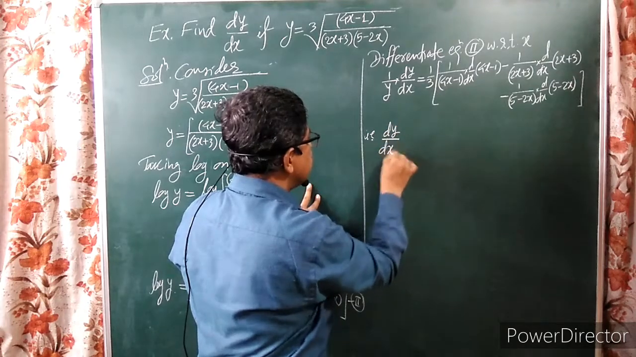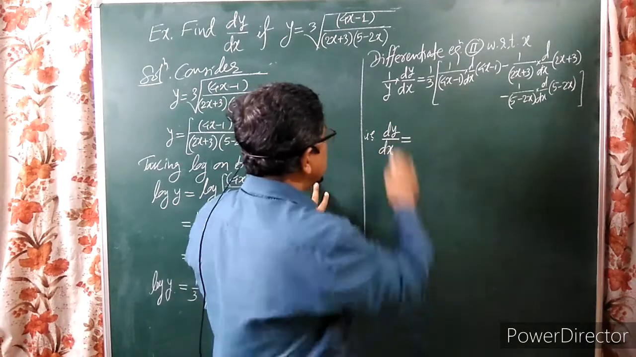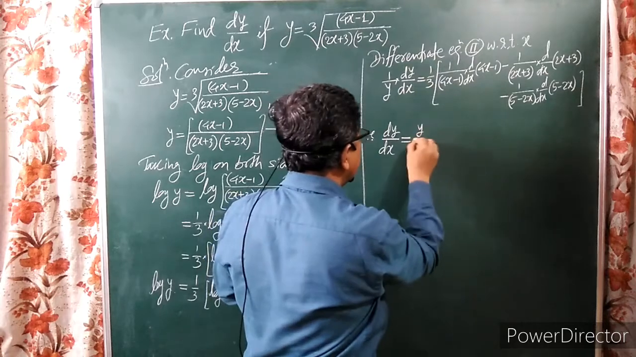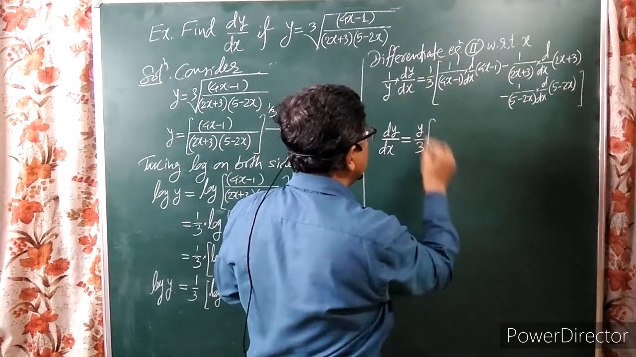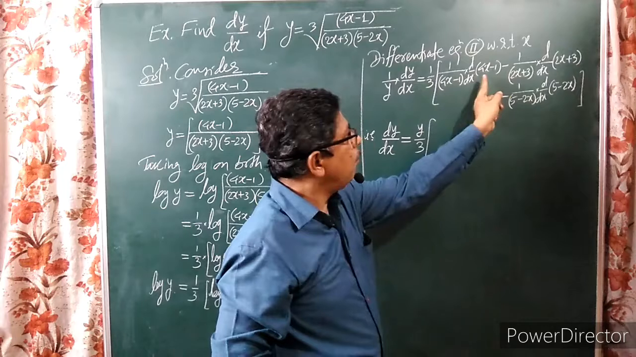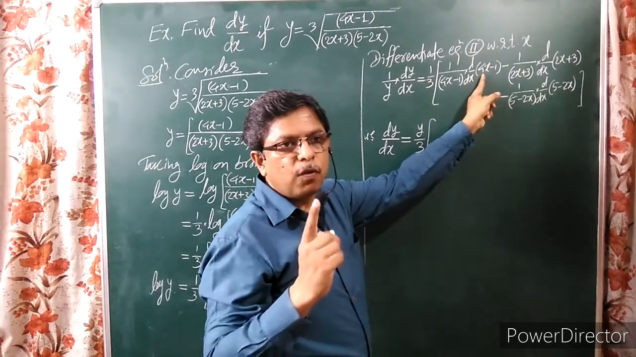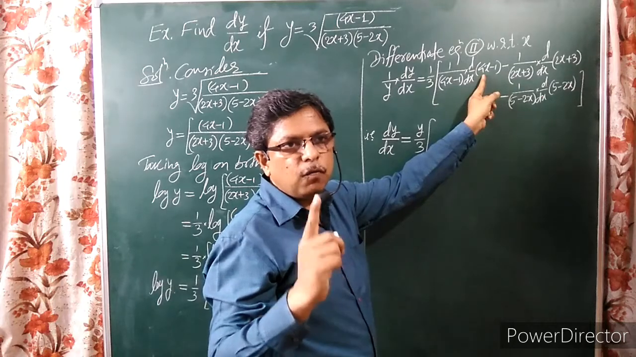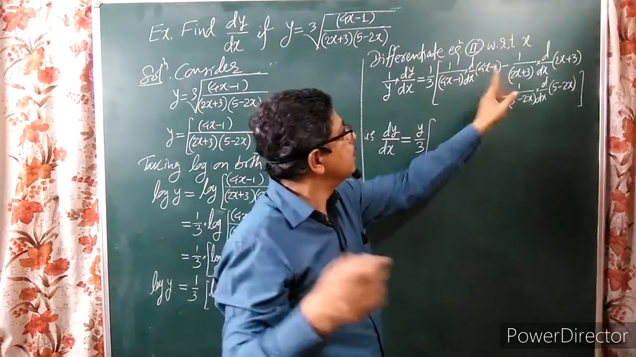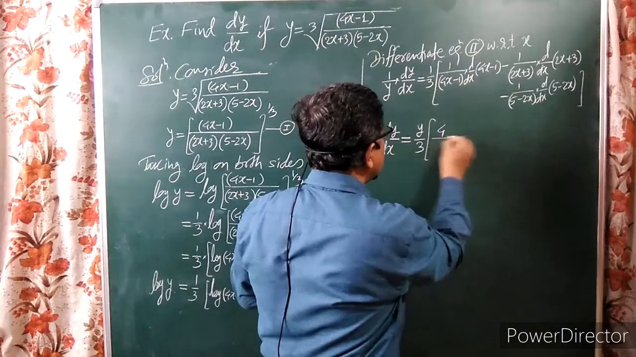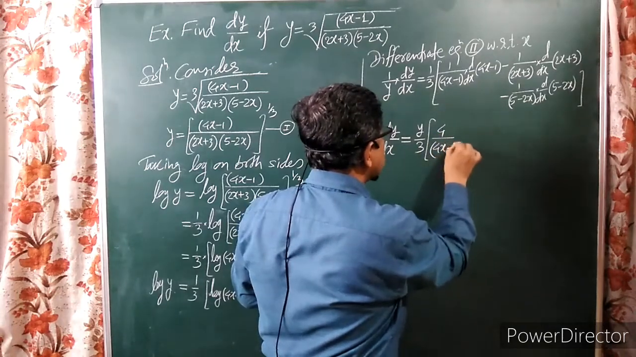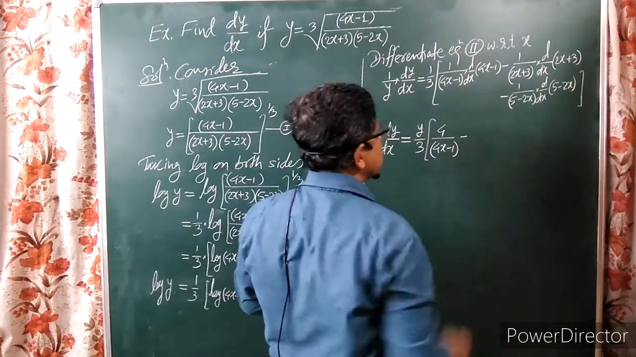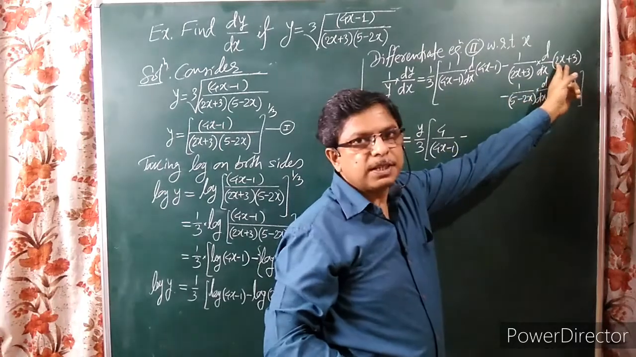Because we are asked for dy by dx, y is transferred to the other side, so dy by dx is equal to y by 3 into, go for the derivative of 4x minus 1. The derivative of 4x is 4 into the derivative of x, which is 1, and the derivative of 1 is 0. So this is 4 divided by 4x minus 1 minus, go for the derivative of 2x plus 3.